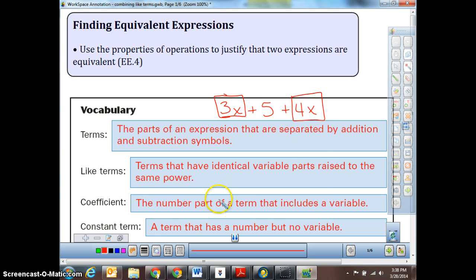So then we move down here, a coefficient. We know from Greek and Latin, means with. So what is the number that's with your variable? That's your coefficient. So the number part of a term, the 3 would be the coefficient for this term. On this term, the 4 would be the coefficient. So it's the number part of a term, including the variable. And then a constant is just a term that doesn't have a variable. So here, 5 would be considered a constant. There's no variable attached to it, so it's not a coefficient. It's considered a constant. Good job.